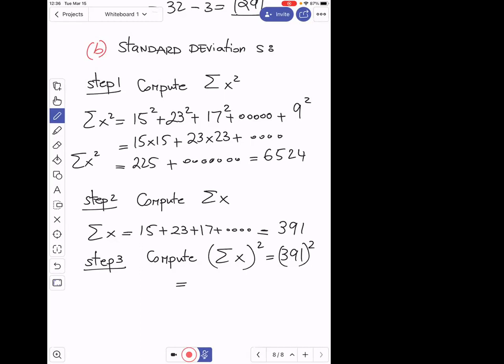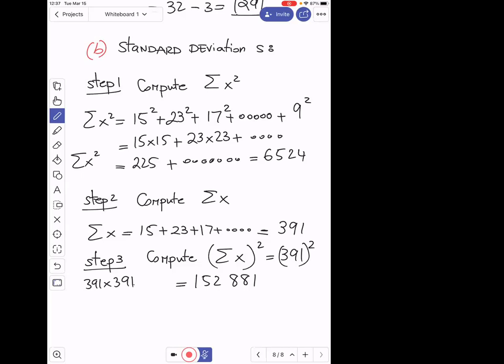Now for this, I need to take the square of this 391. So it's just 391 times 391. If my 391 is correct, of course, that would be 152,881. Again, it's just 391 times 391.